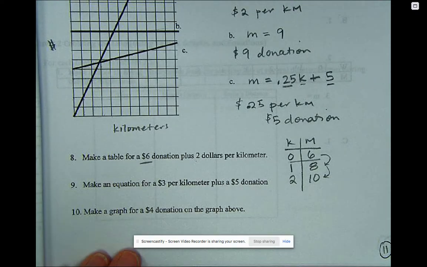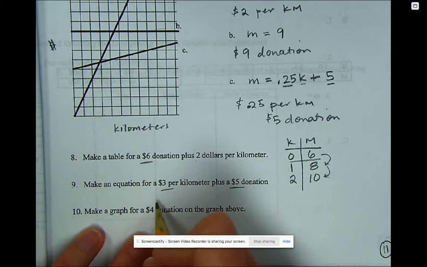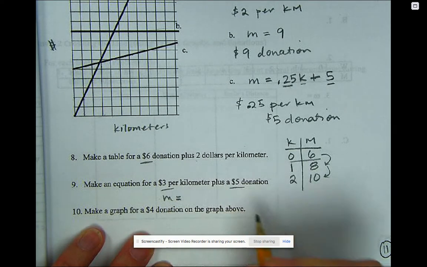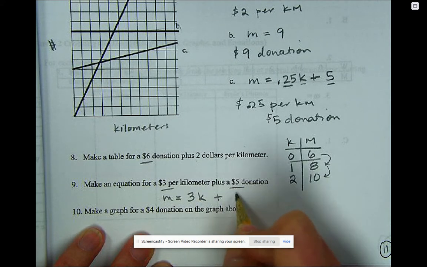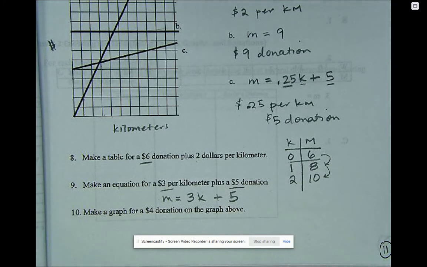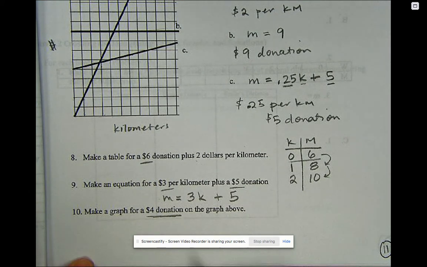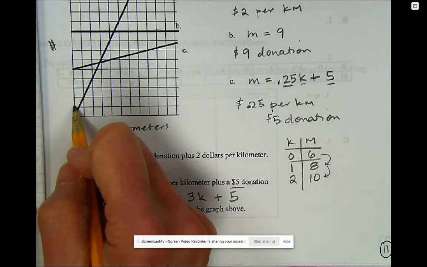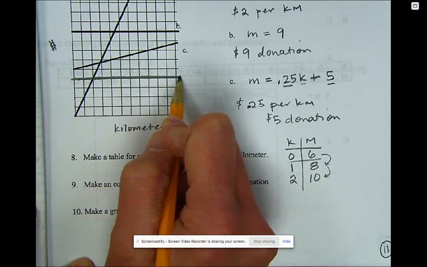How about an equation for a $3 per kilometer plus a $5 donation? Our money is going to equal 3 times the amount of kilometers plus $5 added on. What will the graph of a $4 donation be? Let's just add it to the graph. It's just a flat donation, so I'm going to go 1, 2, 3, 4 and just go straight across. See what that one looks like.